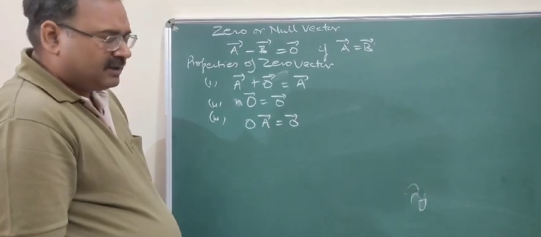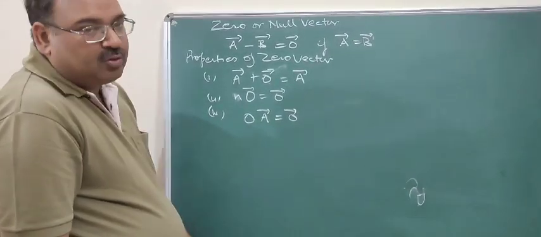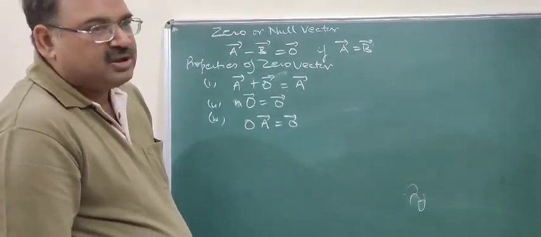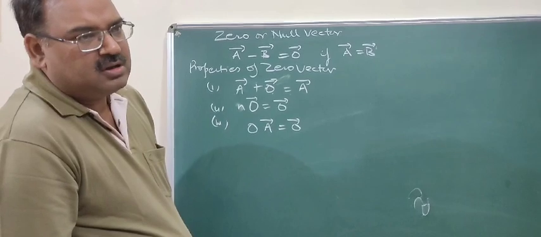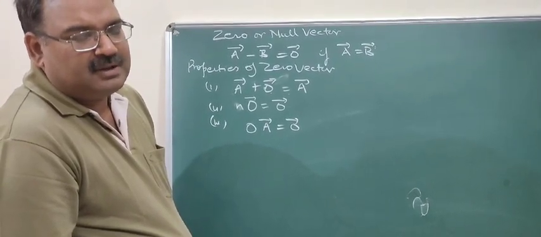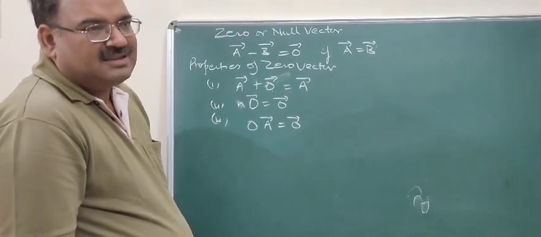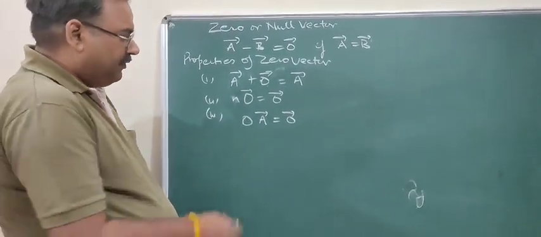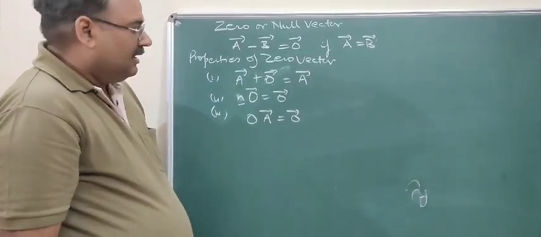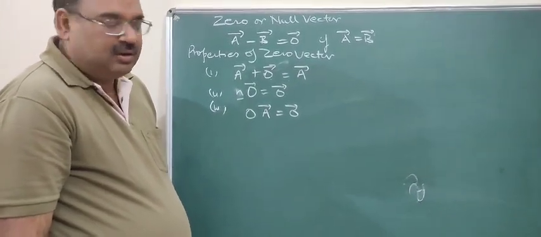The sum of the two vectors is equal to A. Then if any scalar quantity n is multiplied to a zero vector, there is no change in its magnitude because magnitude is itself a scalar quantity. So any number multiplied to scalar 0 is 0, and direction remains unspecified. So if any scalar quantity, say 2, 3, 5, 10, is multiplied to a zero vector, then the result is a zero vector only.